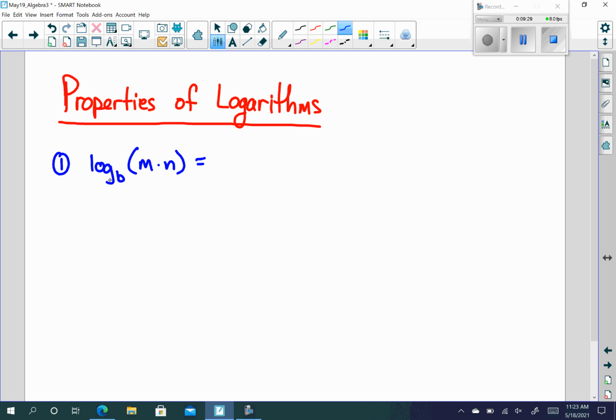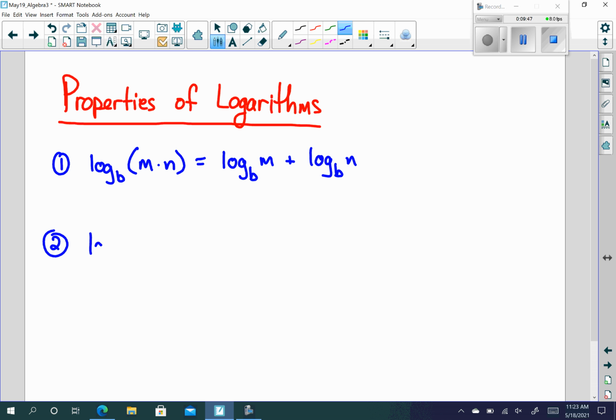So what I'm giving you right now, that's a single logarithm. If I wanted to expand this, this becomes log base b of m plus log base b of n. And think of exponents. When we multiply powers with the same base, we add the exponents. So multiplication and addition are connected.